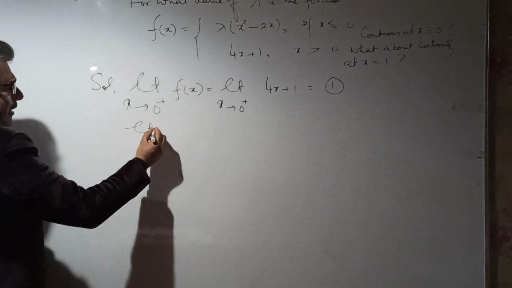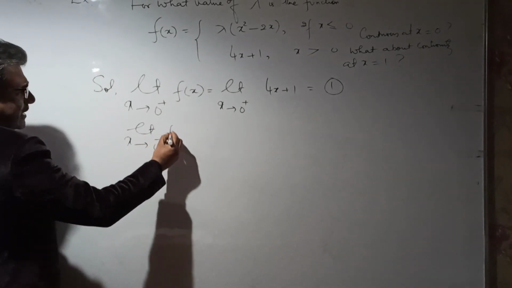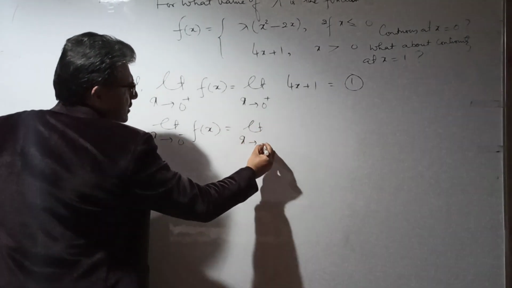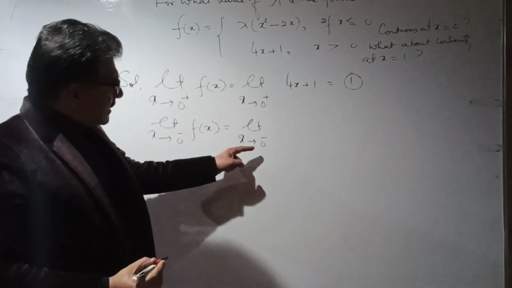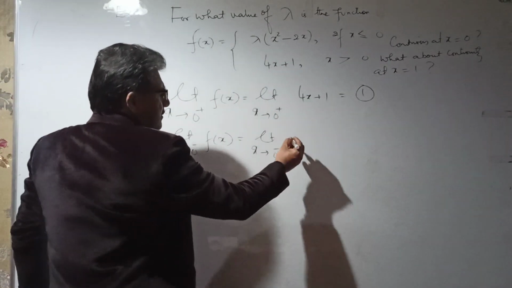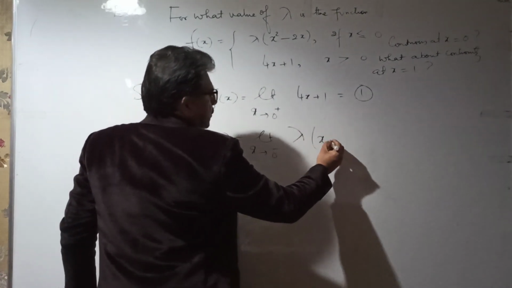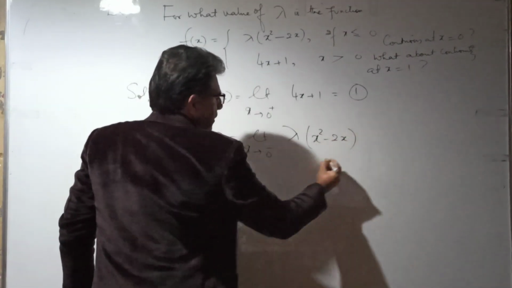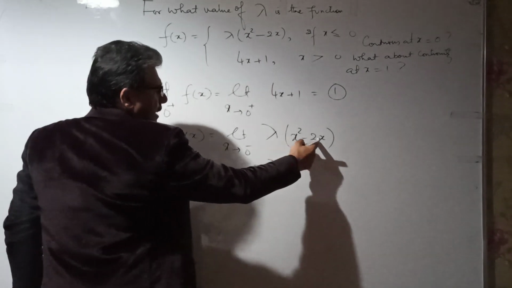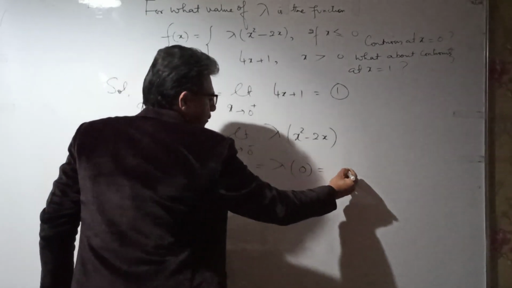What about the other limit? Limit x tends to 0 minus f(x). 0 minus is when it is less than 0. Less than 0 is here. It is lambda times x squared minus 2x. Once you write lambda as it is, you put x equal to 0. 0 minus 0 is equal to 0. That is equal to 0.